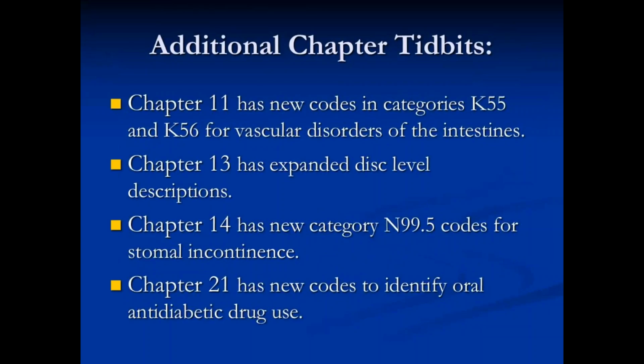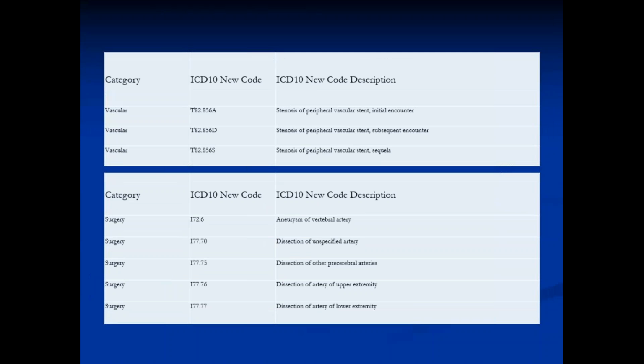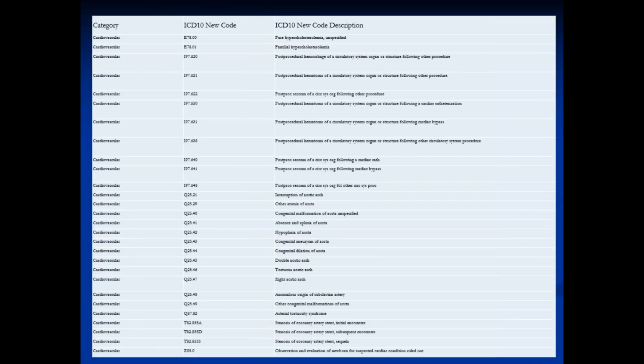And I just wanted to add some additional tidbits for vascular. Chapter 11 has new codes in category K55 and K56 for vascular disorders of the intestines. Chapter 13 has expanded disc level descriptions. Chapter 14 has new category N99.5 codes for stomal incontinence. Chapter 21 has new codes to identify oral anti-diabetic drug use. Sorry.